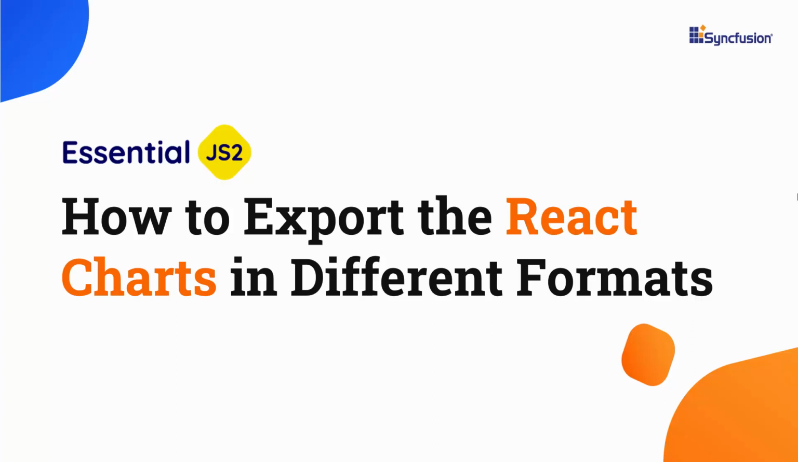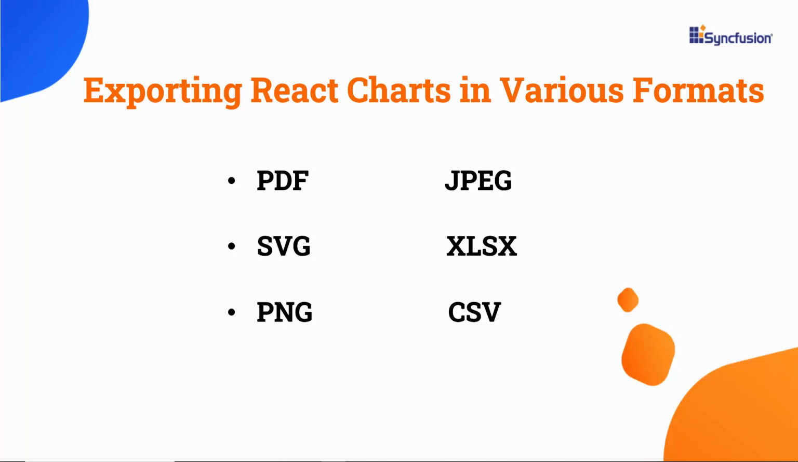In this video, I'm going to show you how to export the Syncfusion React Charts in different formats. The Syncfusion React Chart empowers you to export your React charts in multiple formats, including PDF documents or image formats such as SVG, PNG, and JPEG, as well as you can also export chart data to XLSX and CSV formats. Let me show you how to use the export functionality in a Syncfusion React Chart component.